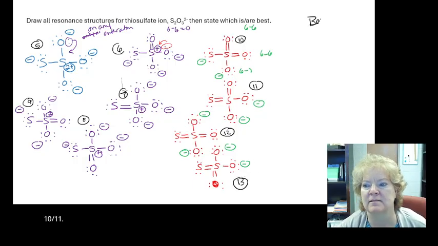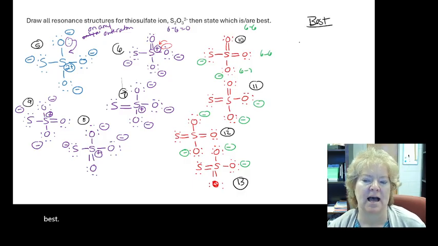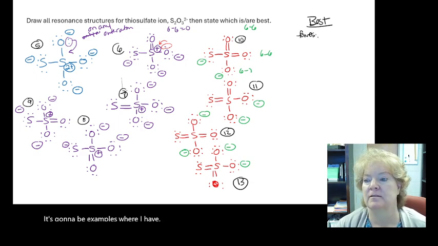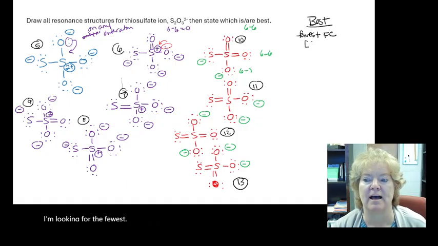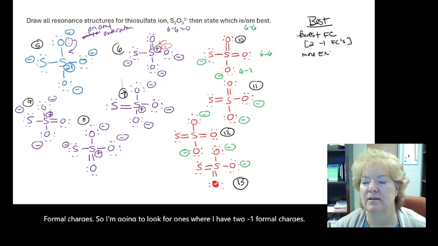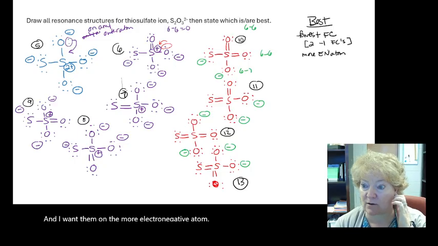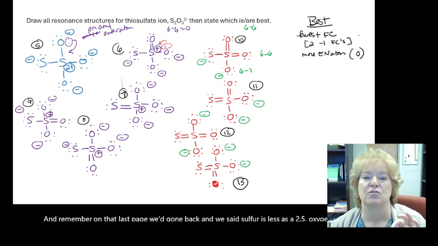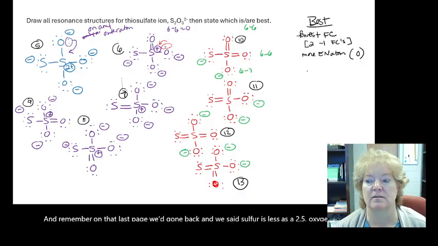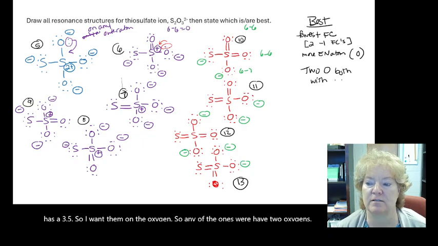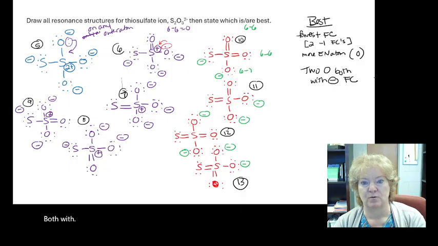When I'm looking for my best, I'm looking for the fewest formal charges. So I'm going to look for ones where I have two -1 formal charges. And I want them on the more electronegative atom. Remember, on that last page we said sulfur has a 2.5, oxygen has a 3.5. So I want them on the oxygen. So any of the ones where I have 2 oxygens, both with negative formal charges, will be the good ones, and no more, only 2.